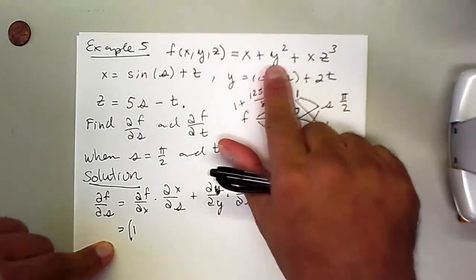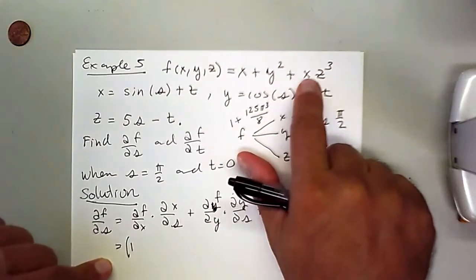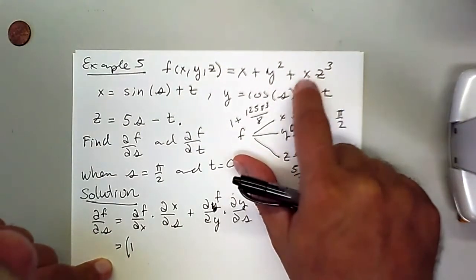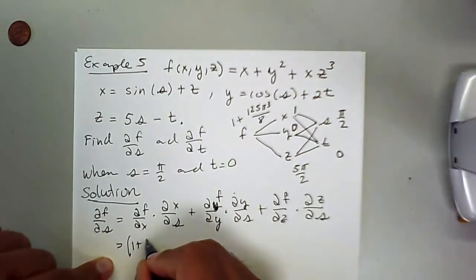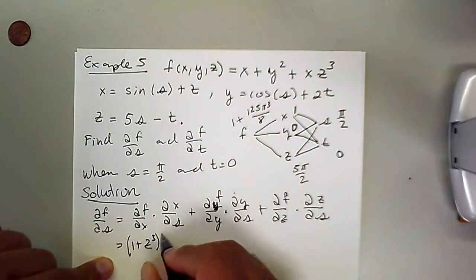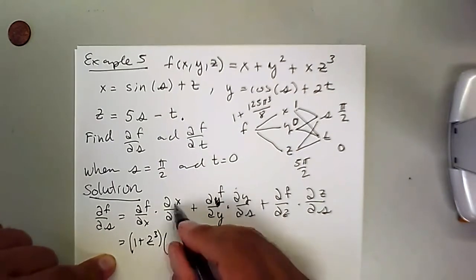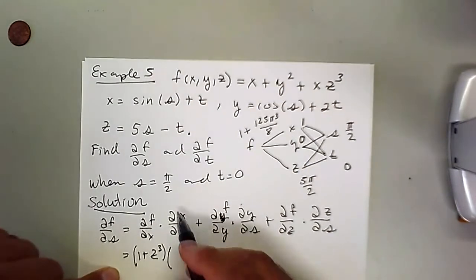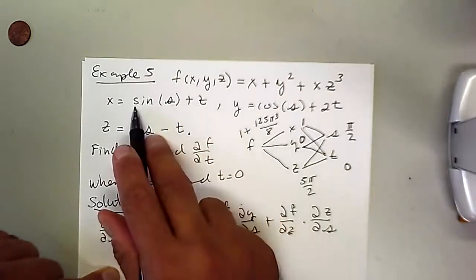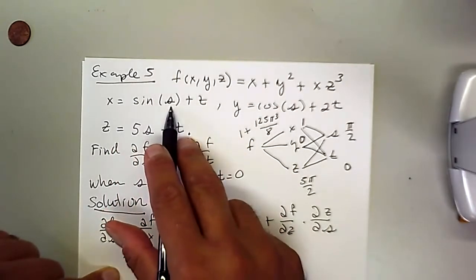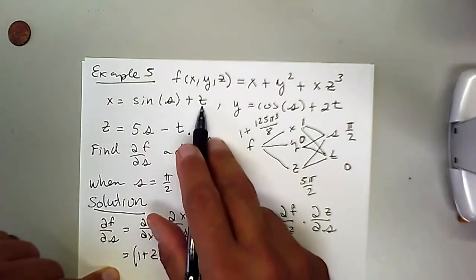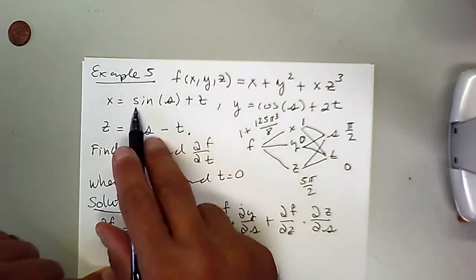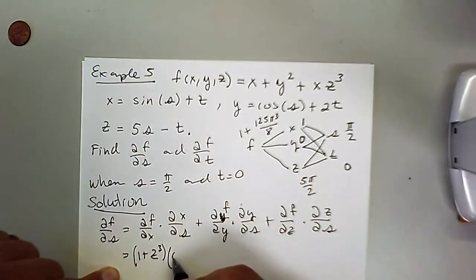But then there is more to it because the derivative of this part with respect to x is, again, 1z cubed. So plus z cubed. That's this part. Partial of x with respect to s. The derivative of that with respect to s, well, that is going to be the cosine of s, not plus 1, because we're doing partial derivative, which means that t is a constant. So this is just the cosine of s.